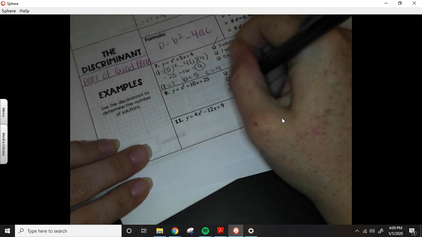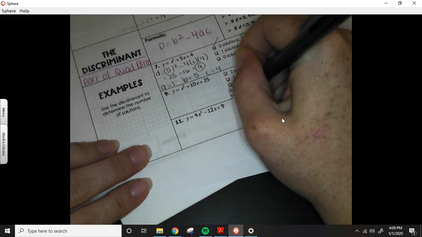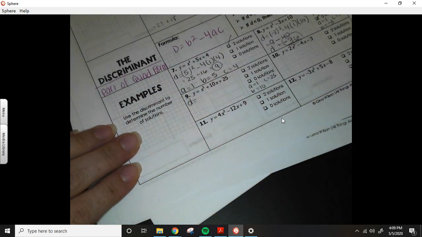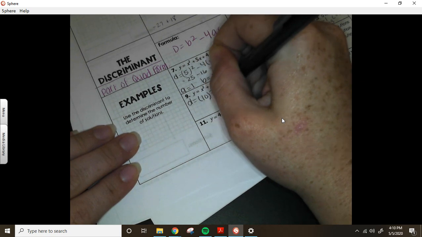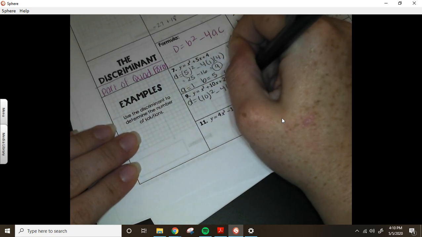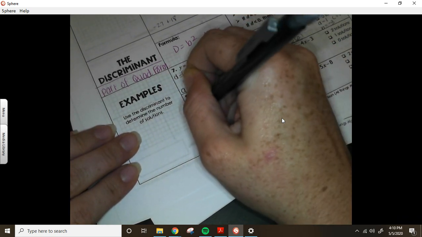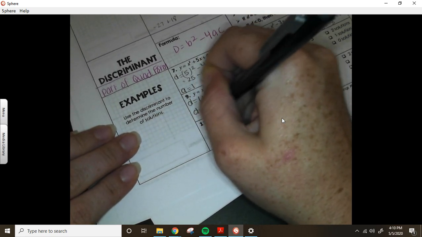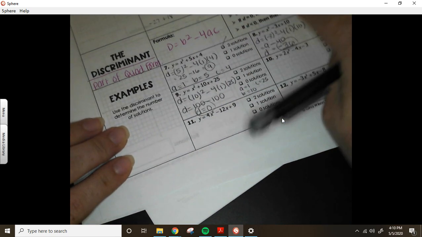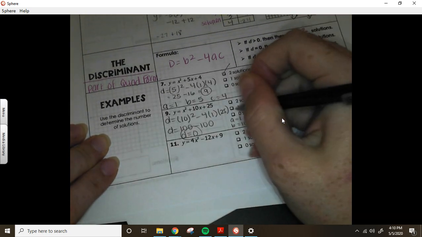A is 1, B is 10, C is 25. D equals B squared, so 10 squared minus 4 times 1 times 25. D is equal to 100 minus 100. D equals 0. If D equals 0, there is one solution.